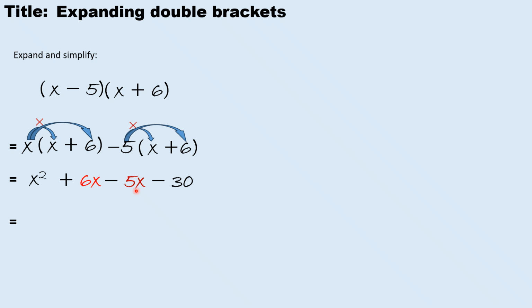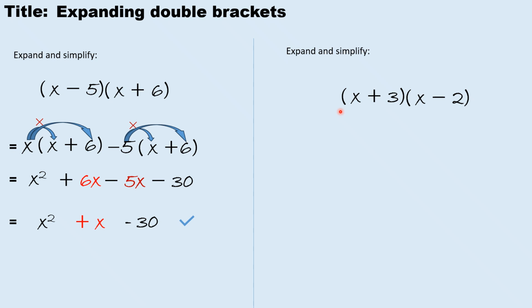Again, remember to simplify your like terms. So now we'll have x squared, and 6x minus 5x will give you 1x, minus 30. And that is your answer, as these are all unlike terms. Can't be simplified any further. Well, how about you trying this question? You can pause the video and give it a try.